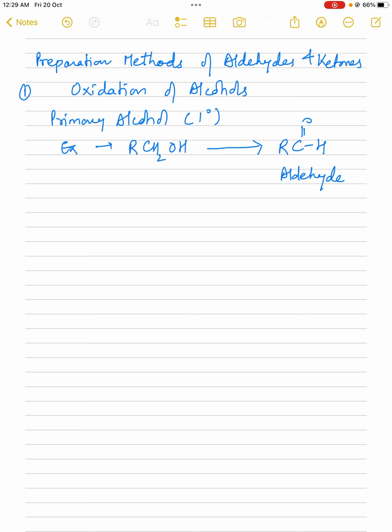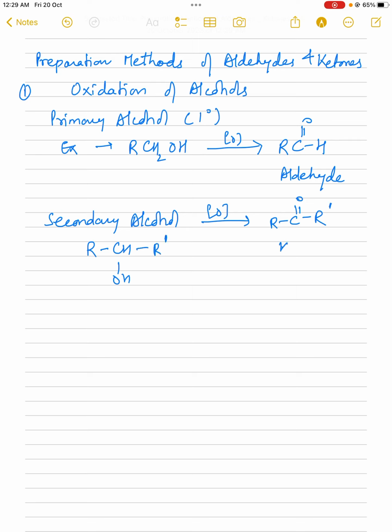If we took the secondary alcohol, and if we do oxidation, then we will get the ketone. Suppose this is the group RCHOH R dash. If we oxidize it, this we will get ketone. Okay.